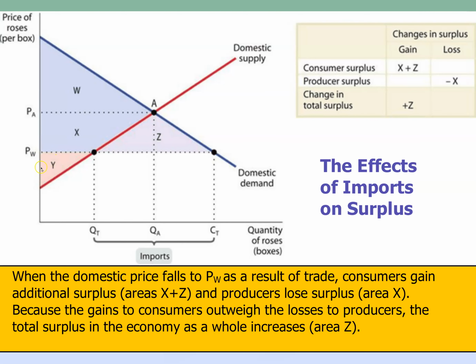Y is what is left of producer surplus, so they lost all of X. And then the change in total surplus is all of Z. And I really don't like that they didn't label this triangle, but they're assuming that Z is all of this, I guess. But I think that's dangerous to assume. But anyway, the change in total surplus then would be Z. But again, it's at a cost to the producers, and the consumers gain from this particular trade.